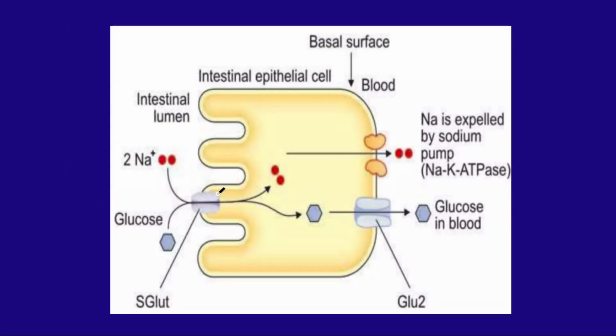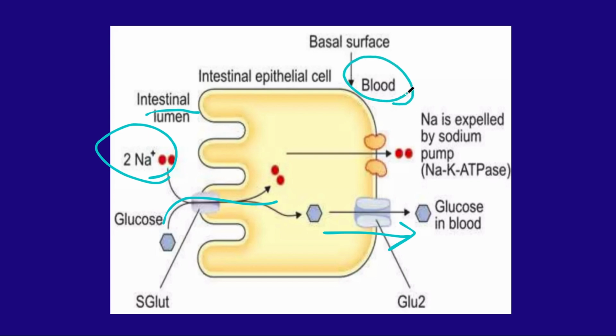Here this is the diagram. You can see the Na plus molecules are very important. Here the glucose is going inside the membrane. The Na plus molecules are important for transport of the glucose across the membrane, and ATP is also important from the intestinal lumen. From the intestine the glucose is going into the blood. This is called absorption.